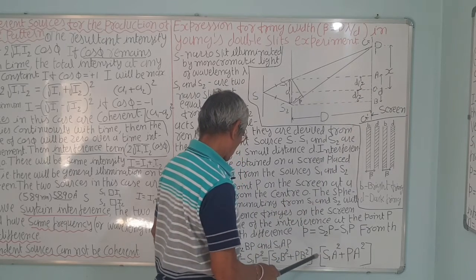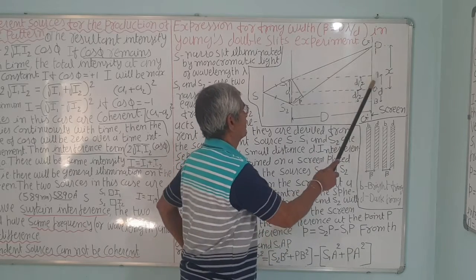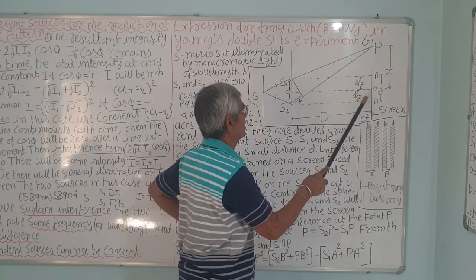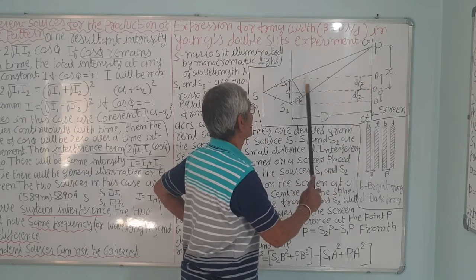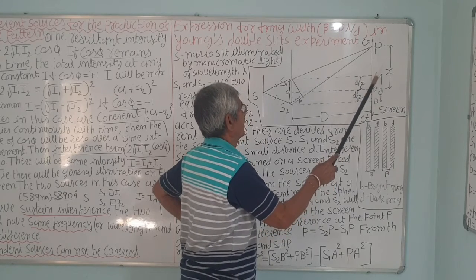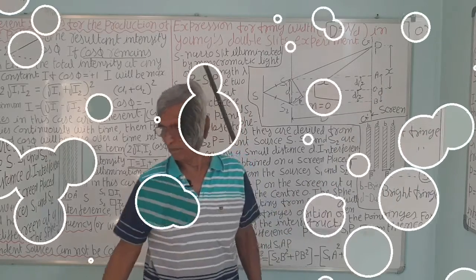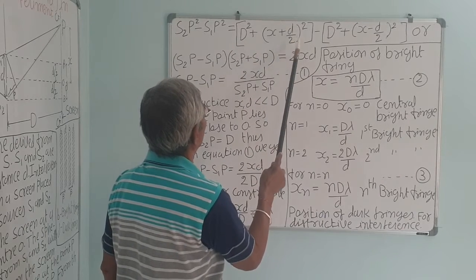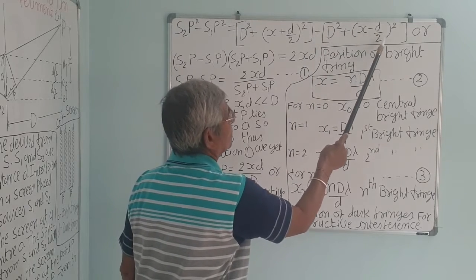Similarly, for PA square, it is x minus d by 2, correct? So this distance is d. Thus, S2P square minus S1P square is equal to d square plus x plus d by 2 whole square, minus d square plus x minus d by 2 whole square.